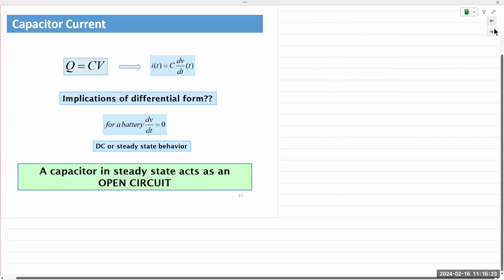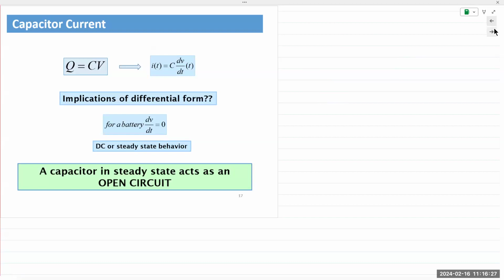Okay, so capacitor current: from Q equals CV, we get I is C dV over dt. Similar to an inductor, obviously, if you take the derivative of a constant, it goes to 0 mathematically. But physically, we looked at the operation of the capacitor, where you apply a voltage, charge starts accumulating. At some point, it reaches the constant value, and then charge stops flowing, meaning current stops flowing. Current goes to 0. I goes to 0.